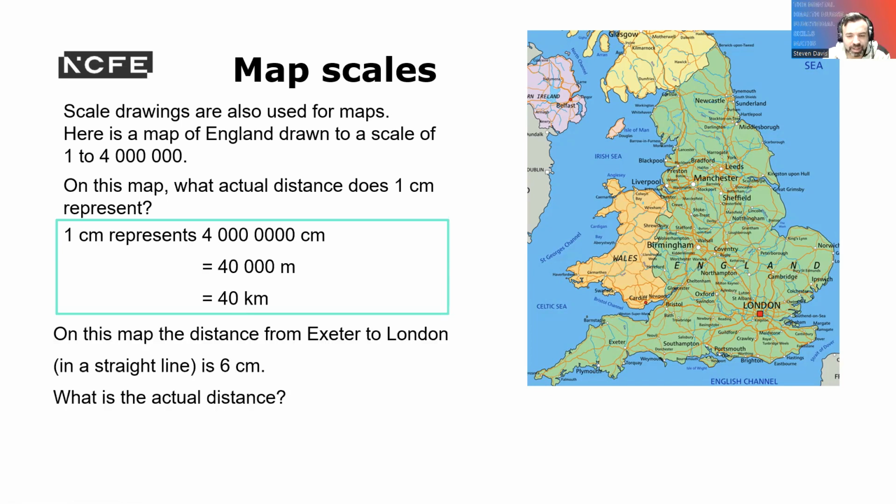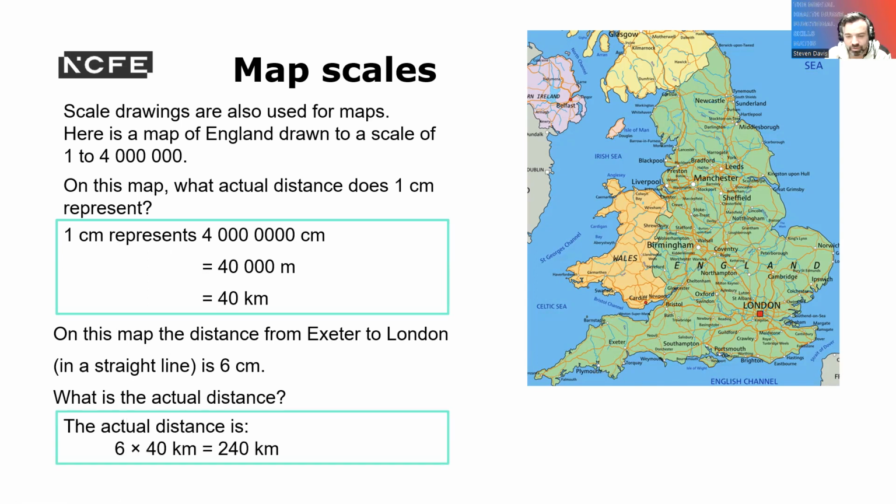On the map, the distance from Exeter to London, so that's down here, Exeter to London, in a straight line is 6 centimeters. So what does that represent? So if 1 centimeter is 40, we could do 6 times 40, and that should then give us 240 kilometers.